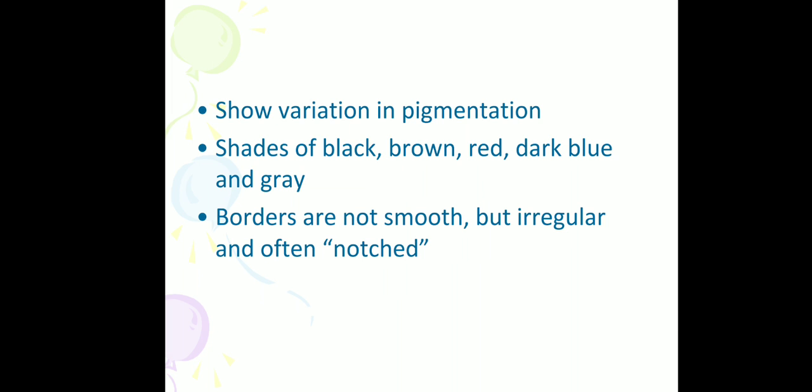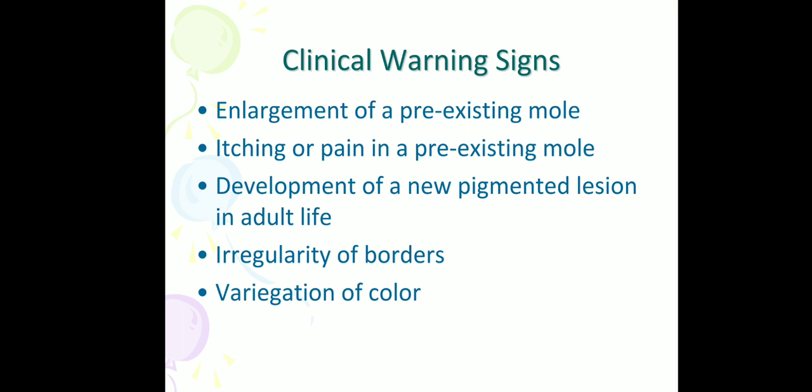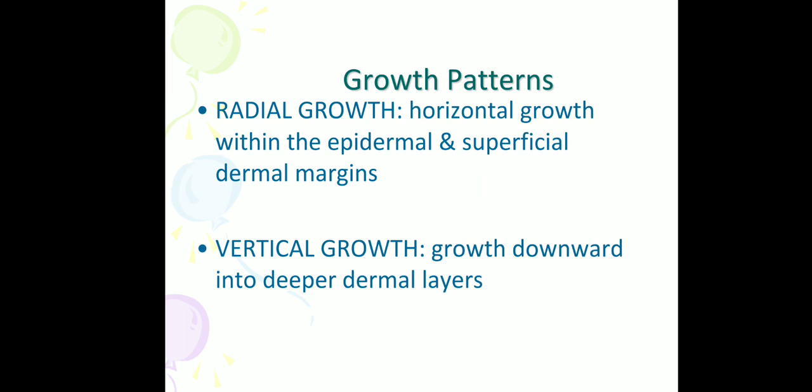They show variation in pigmentation. Shades of black, brown, red, dark blue, and grey color can be present. Borders are not smooth but irregular and often notched. Clinical warning signs: enlargement of a pre-existing mole, itching or pain in the pre-existing mole, development of new pigmented lesions in adult life, irregularity of the borders, and variegation of the color.